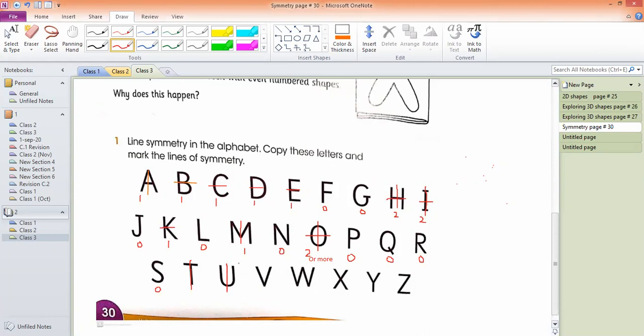This is vertical. As you can see, it cannot be horizontal. If you draw a horizontal line of symmetry here, this part is different than the top. And V also should be vertical. If you draw horizontal, here you have a corner, here you don't have a corner, so these are different.